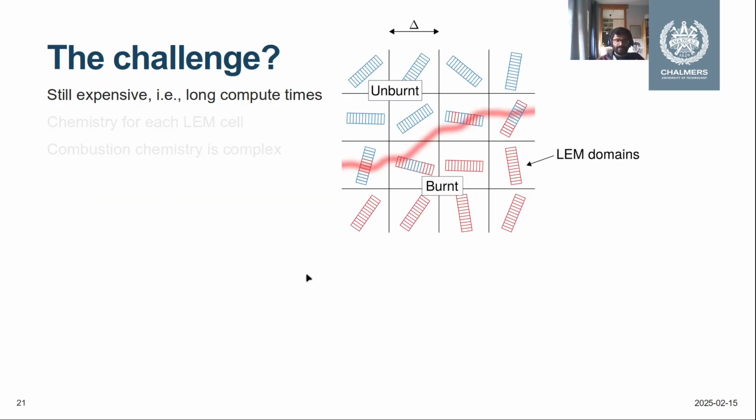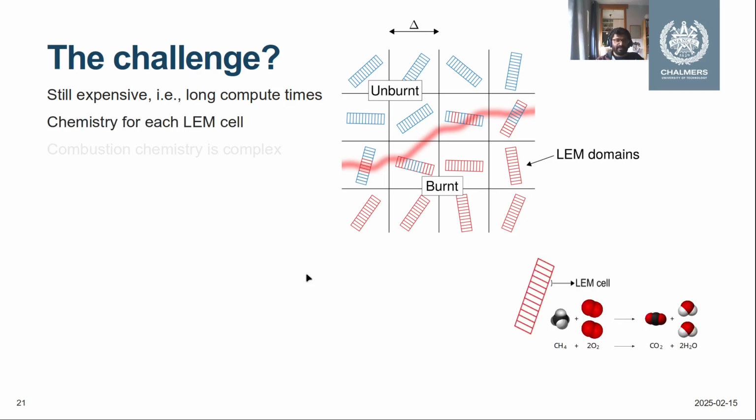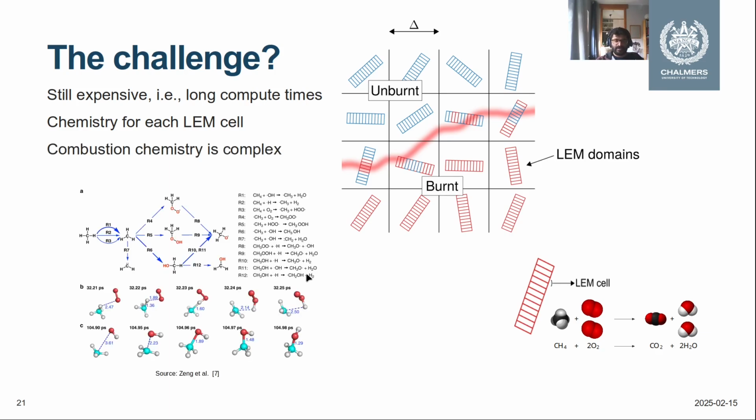So what's the problem here? LEM is still a very expensive method despite its many plus points. The reason being that chemistry must be simulated for each LEM cell. Hence, if there are many LEM lines in our simulation and many LEM cells, the simulation becomes very expensive and slow. Also, chemistry computation can be rather tedious as combustion can involve rather many chemical reactions.